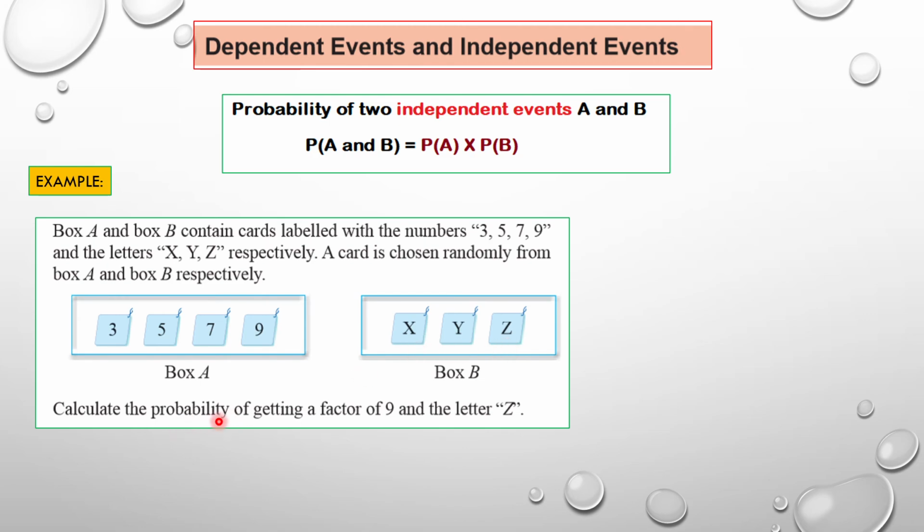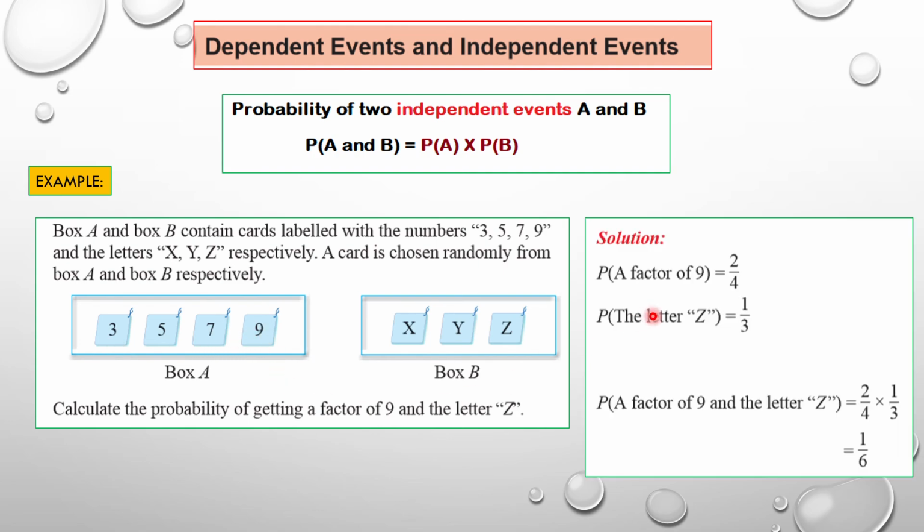Calculate the probability of getting a factor of 9 and the letter Z. Okay, now here first you need to choose one card. So in order to get a factor of 9, that will be 3 and 9. Okay, so let's look at the solution.